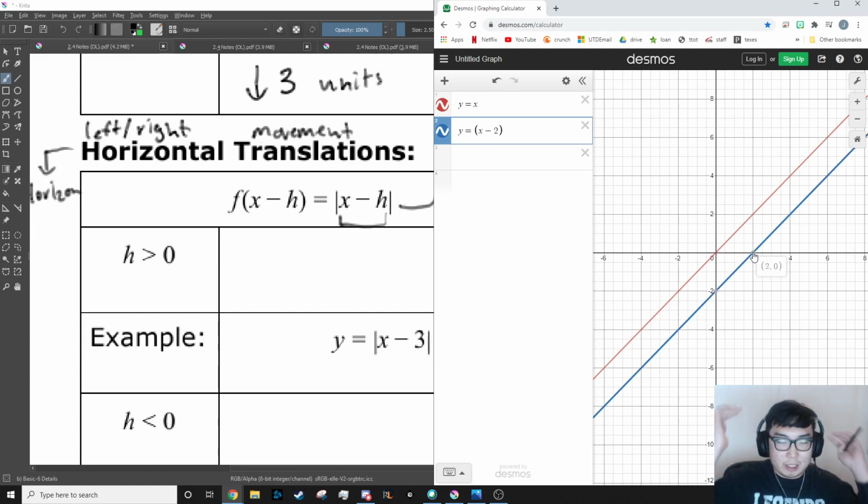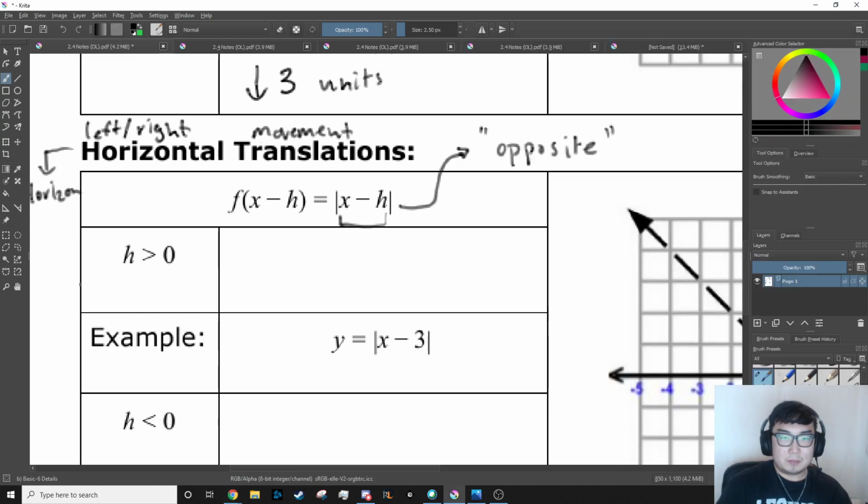We would think that minusing is like going towards the negative side. But for the horizontal side, it's opposite. Me subtracting 2 from x actually made my graph move in the right direction, or the positive direction. So when h is greater than 0, such as x minus 3, we go this way, h units.